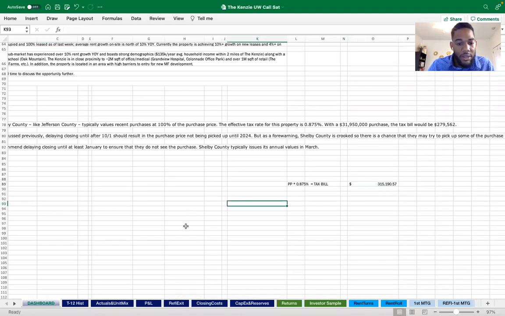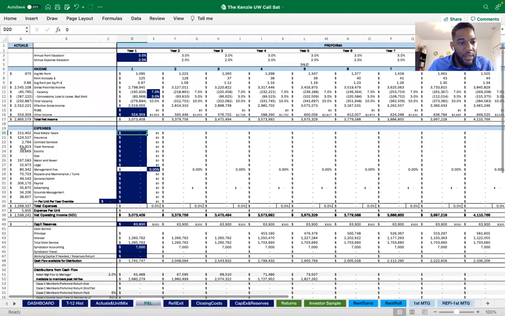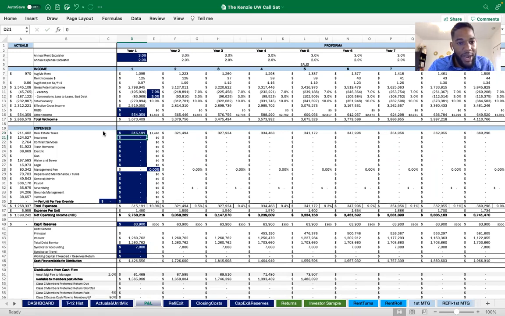$315,190. So you see, guys, these are the historicals right here in this column. This is the actuals, the T12. So you can see our taxes went up substantially, wow. $100,000. So aren't you guys happy that we did some research there, to see where we would land? Yeah. All right.